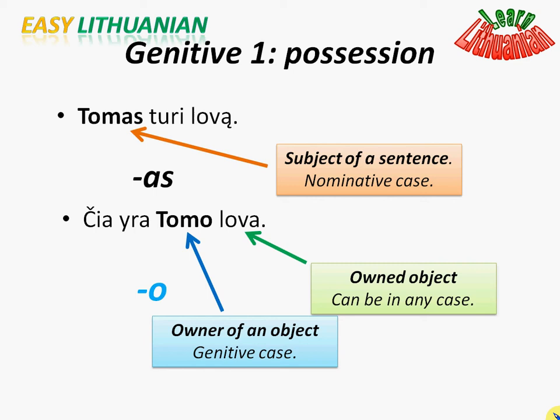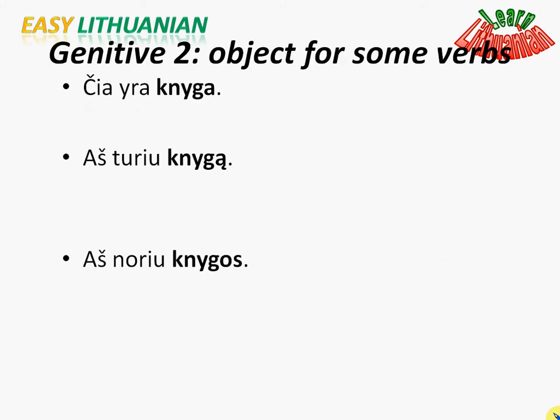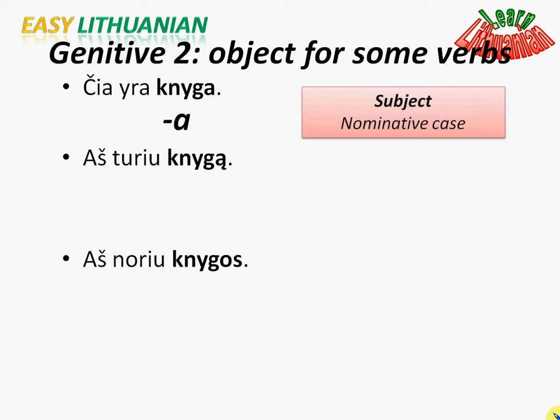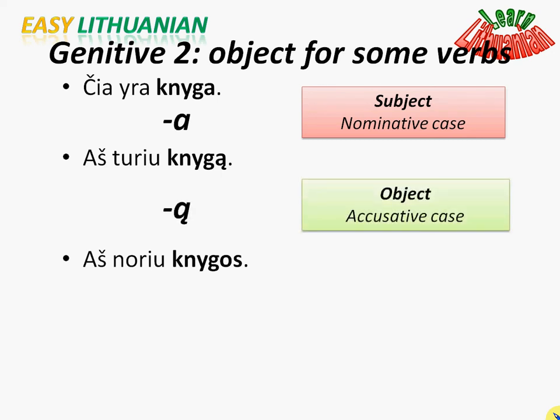The second usage is for objects. Čia yra knyga. Here is a book. Nominative case, subject. Aš turiu knygą. I have a book. Most Lithuanian verbs require their objects to be in accusative case, and that's very simple. That's clear. Just like this verb, turiu, I have. Objects are always in accusative case for positive verbs.